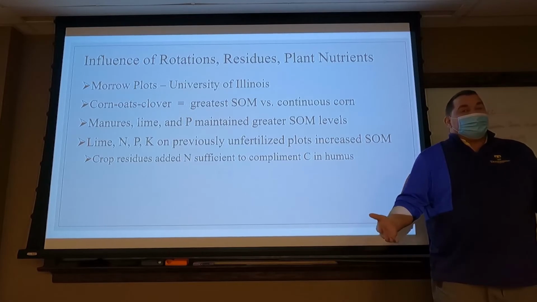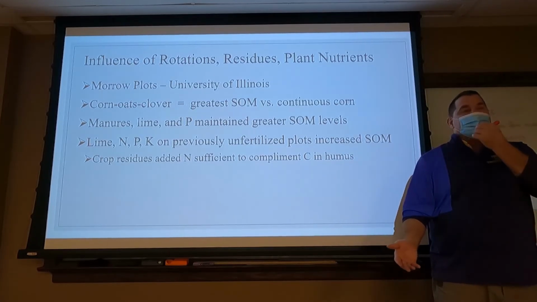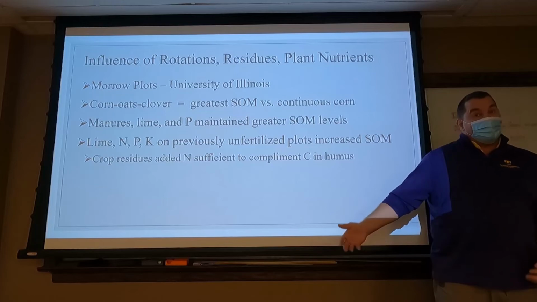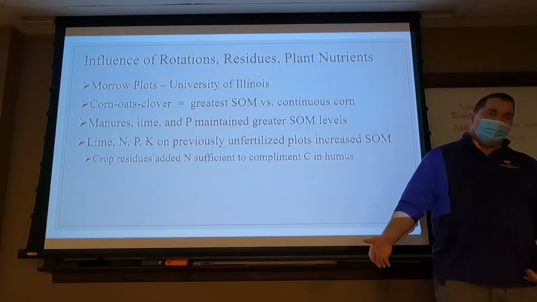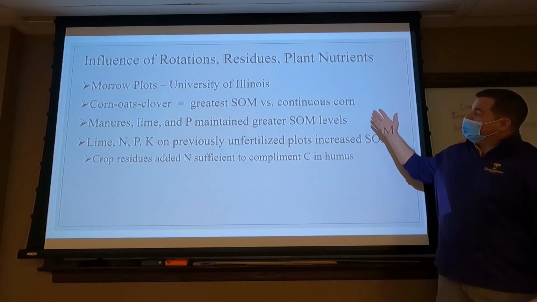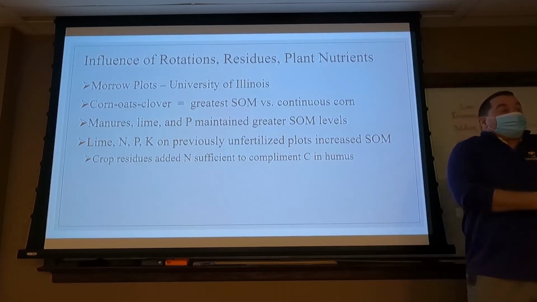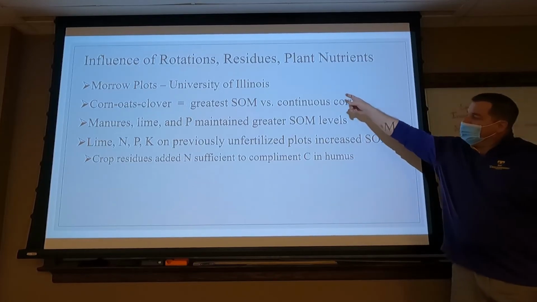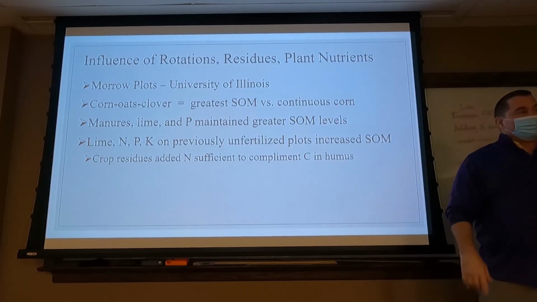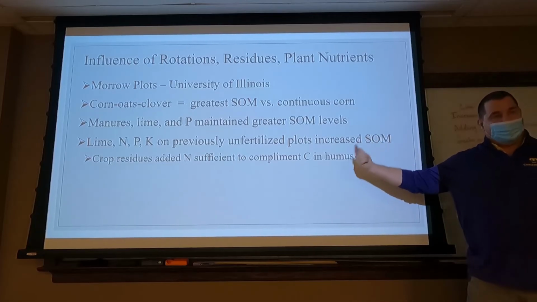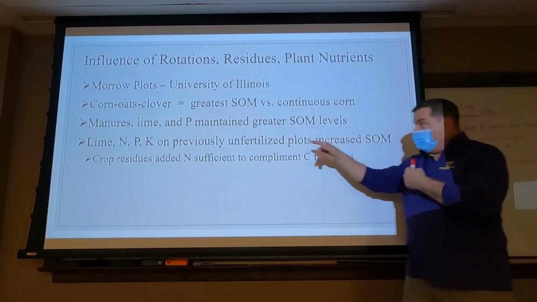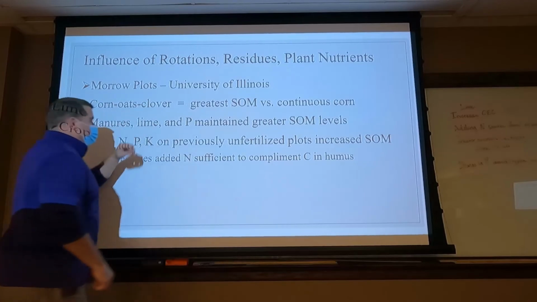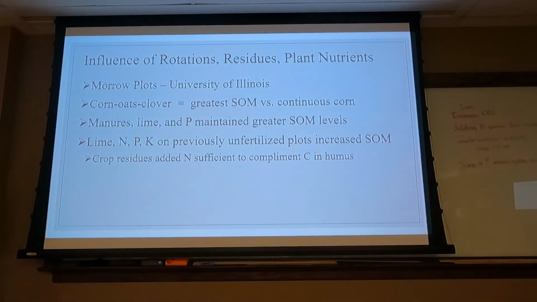And they didn't know that in the 1860s, 1870s. They were doing it, but they didn't know. And so the Morrow Plots started evaluating that. And all they did was look at soil organic matter and the influence of rotating these different crops through. And so I want y'all to remember this, oats and clover, as we go into soil and water conservation, hopefully we'll get to talk about those things.